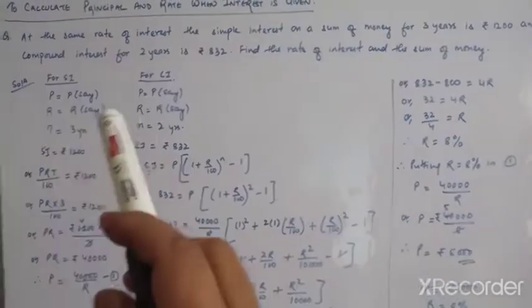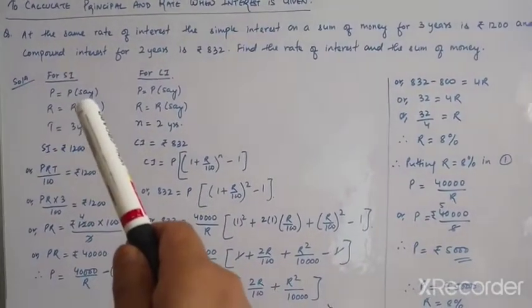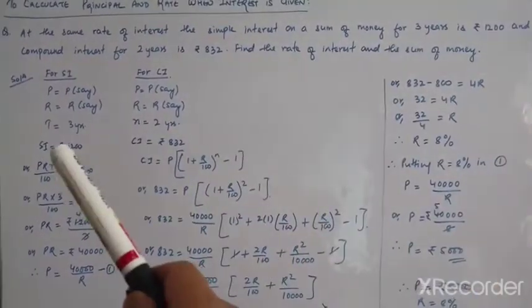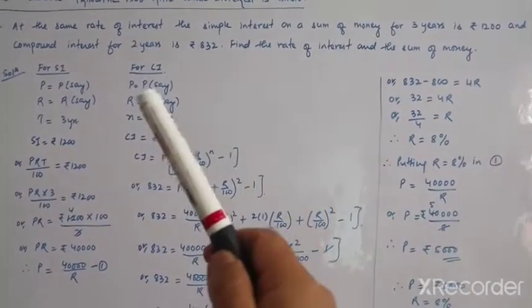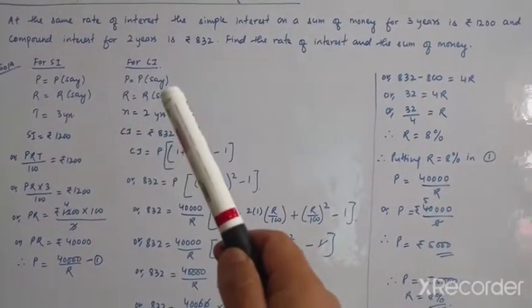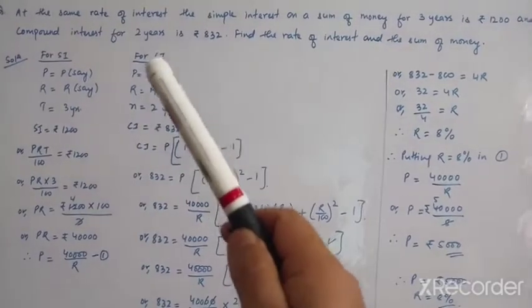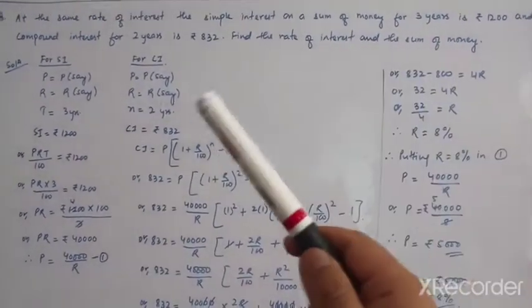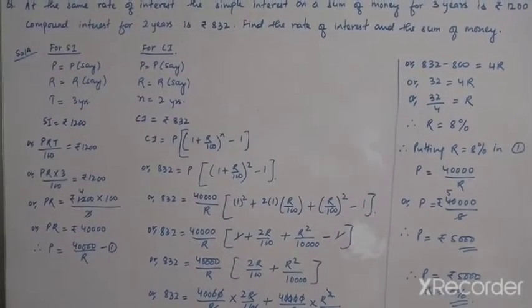Now let us take one by one, simple interest and compound interest. Here we assume principal as P and rate as R, and for simple interest the time period is given as 3 years. For compound interest, the principal will be the same and the rate also will be the same, and the time period is given as 2 years. In some questions you will find even the time period is mentioned as same.